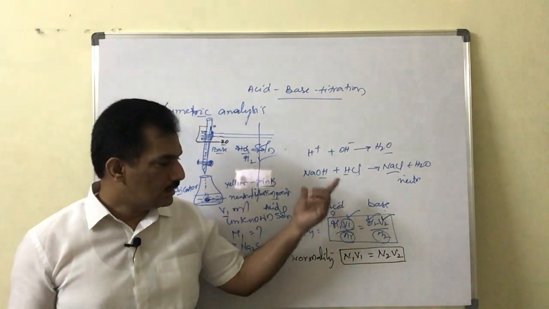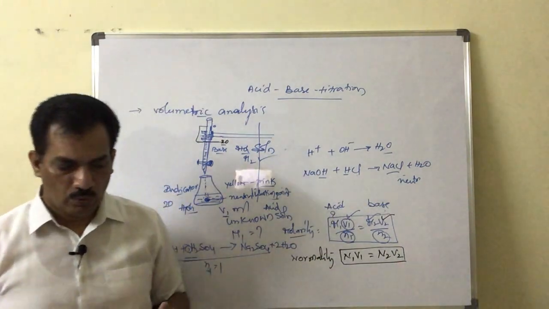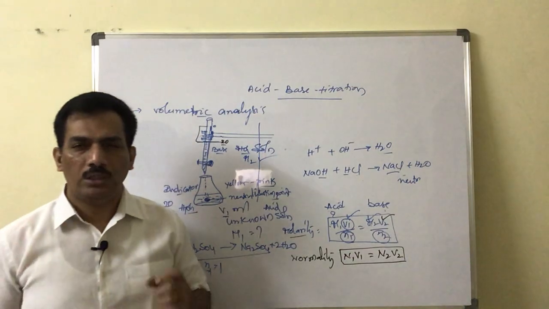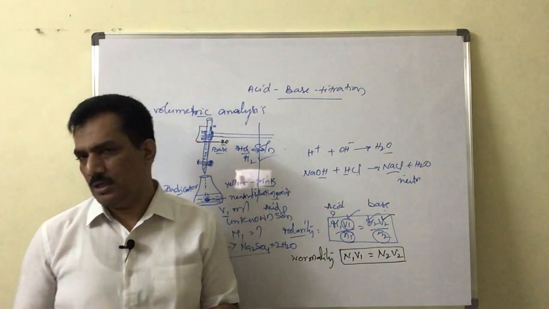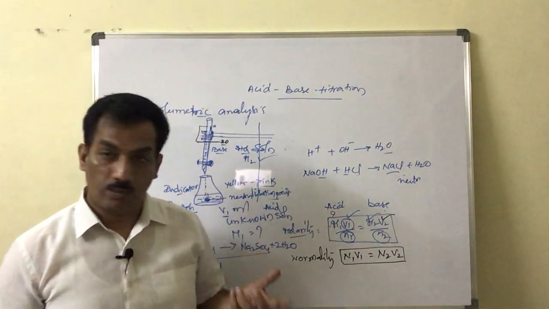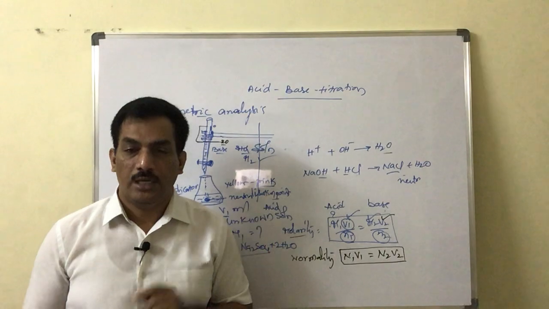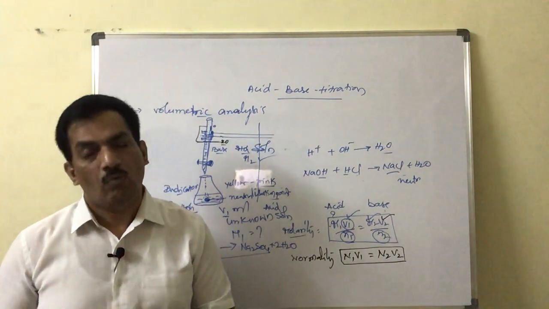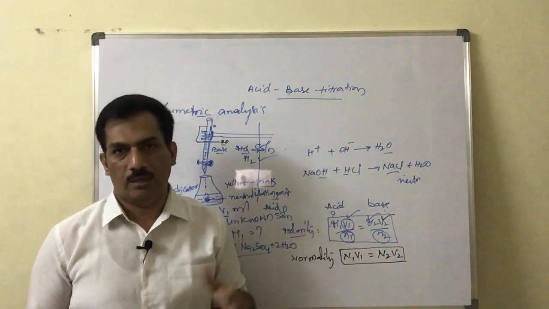Clear? And in the coming session we are going to discuss what is happening, what is the relation between the reactants, that is, either acid and base or oxidant and reductant, and how they are related exactly at neutralization. All these we will discuss in the coming session.